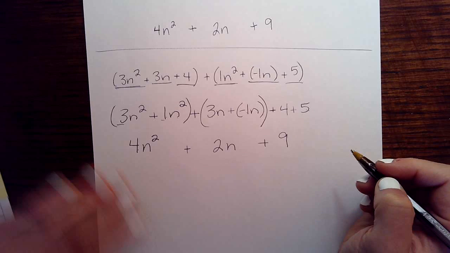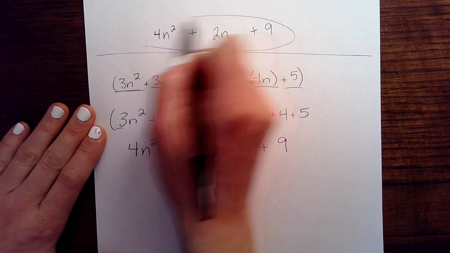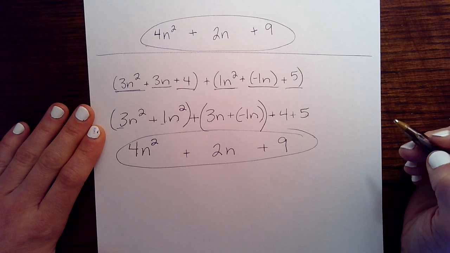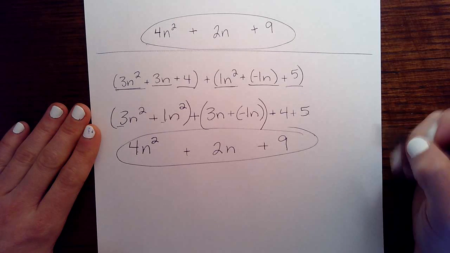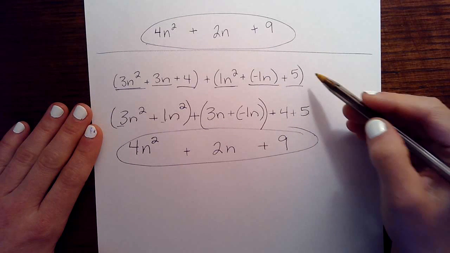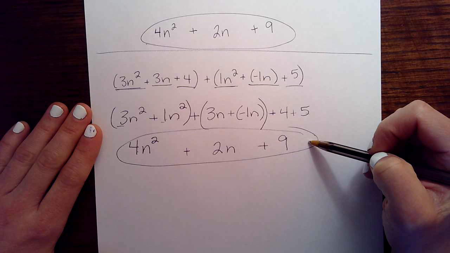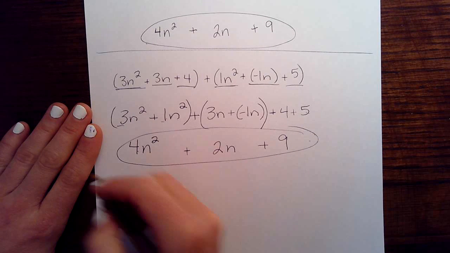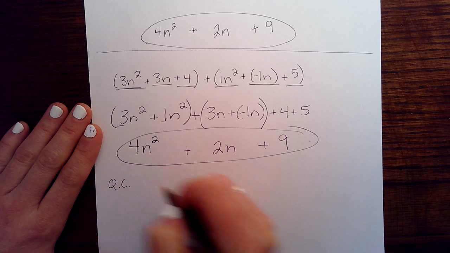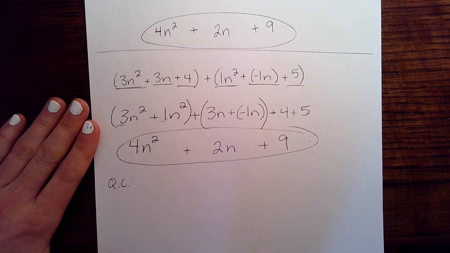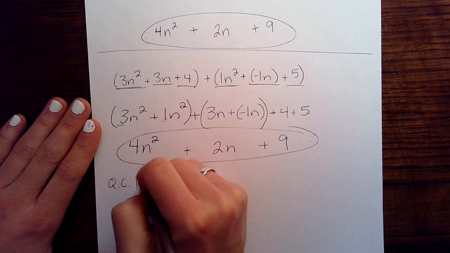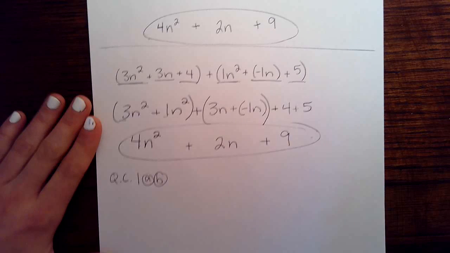And notice I get the same answer when I use algebra tiles as when I just focus on the coefficients. This method of looking for like terms is going to help us when we subtract. I would encourage you to try. Pause the video and try quick check 1, A and B. Pause, and then I'll put the answers up here in just a minute.